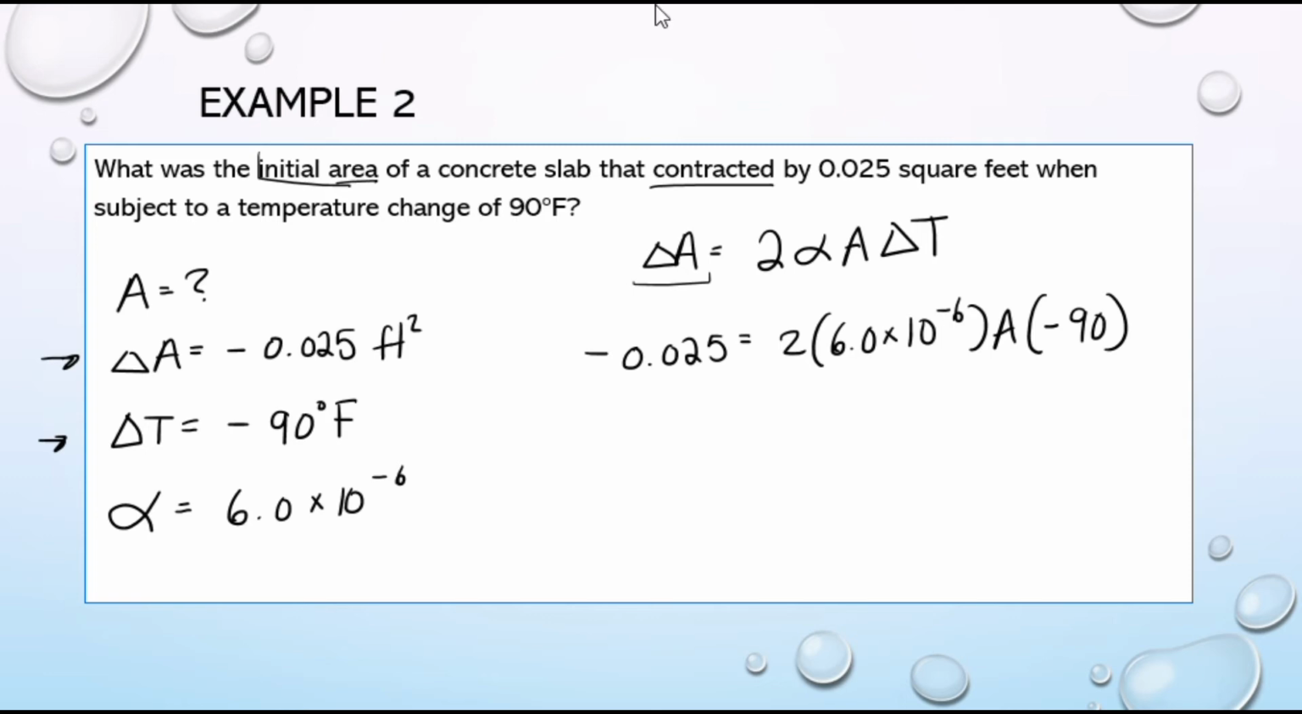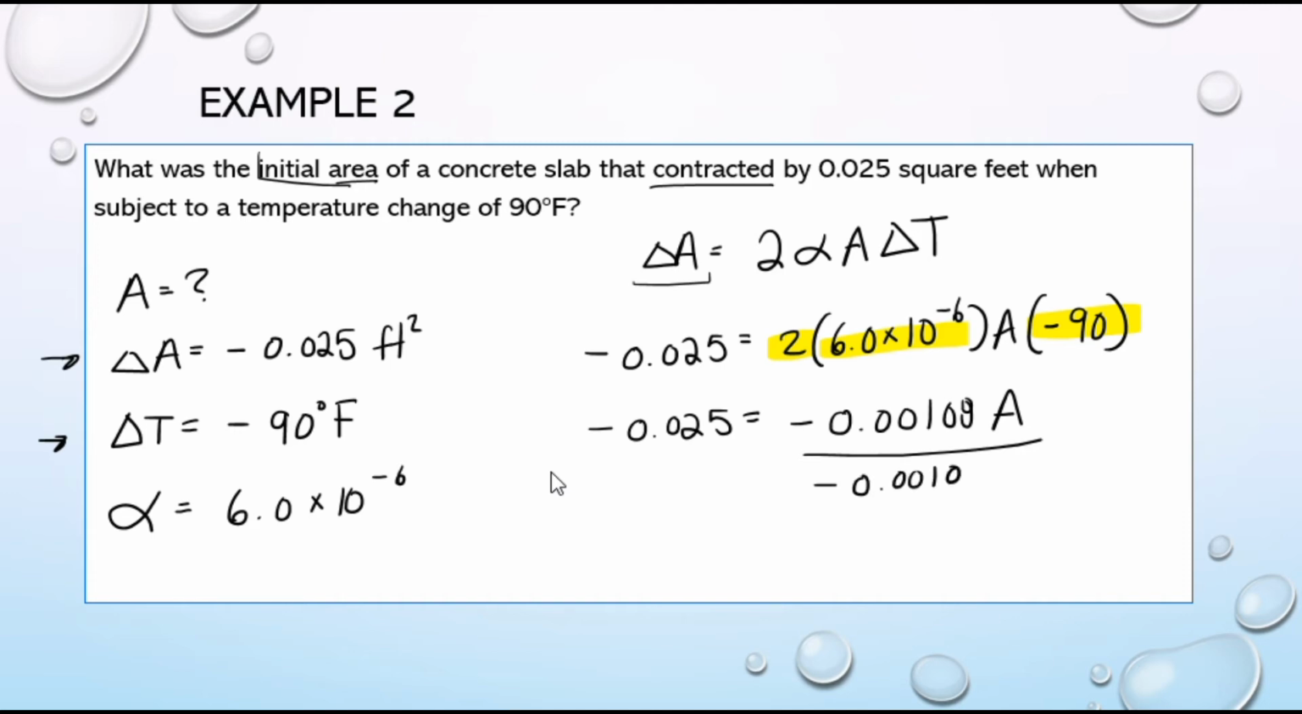I'm going to clean it up on the right side by doing the multiplication that I can. And I'm going to have left side stays the same. And when I multiply those three numbers together, 0.00108, and I still don't know A. If I want to isolate A, you always divide by everything that is in front of the variable, the letter. So I'm going to divide by that negative. Take the negative with you. If I do it on the right side, algebra says I have to do it on the left side as well.